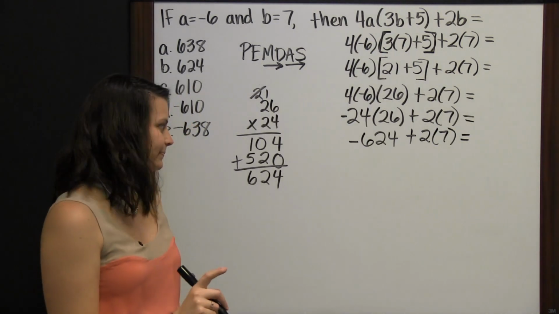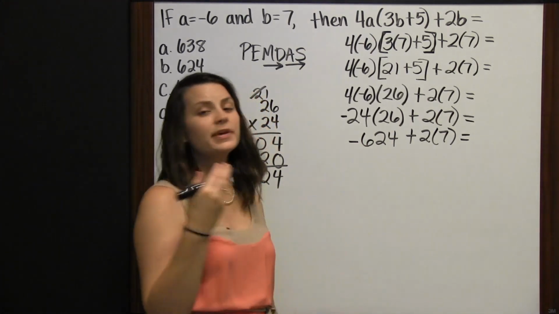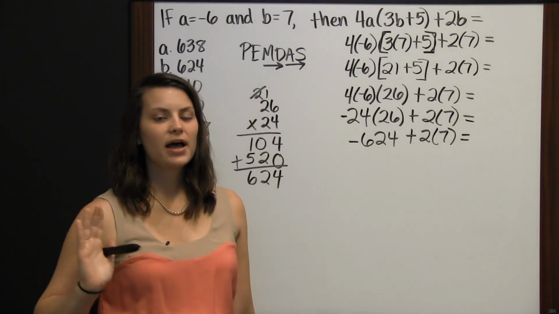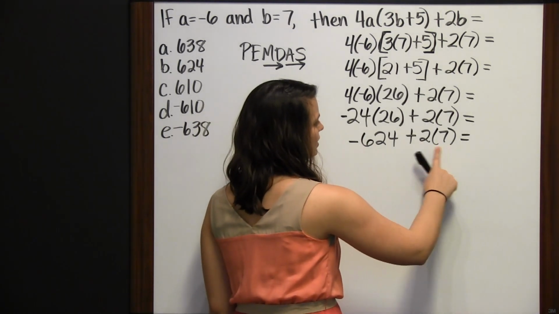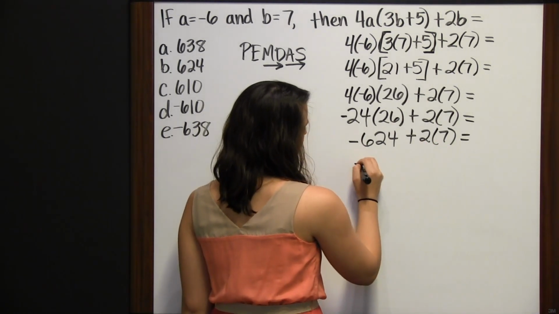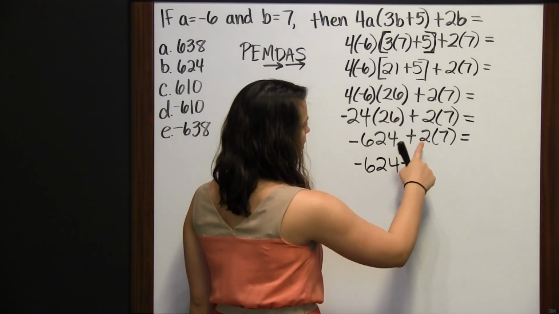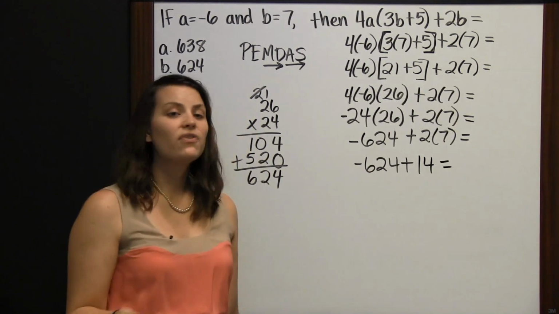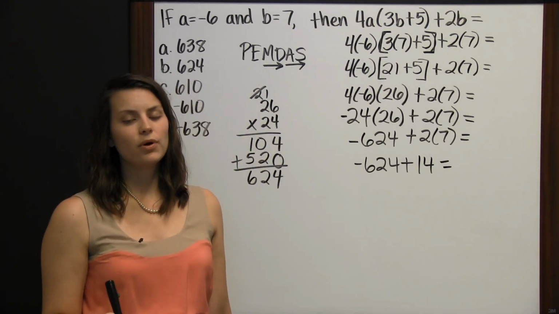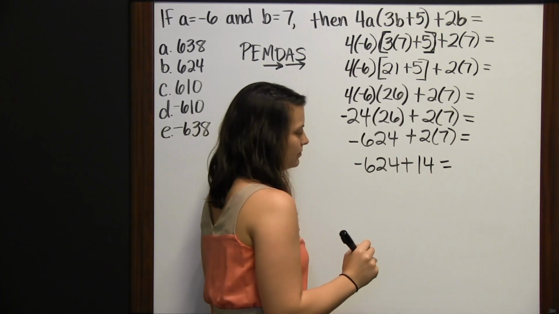We're almost there. We need to continue with our multiplication until we've multiplied all the terms there are to multiply, which means we next need to multiply our 2 times 7. So we have negative 624 plus 2 times 7 is 14. Now we've finally simplified it down to our very last operation, and that is addition.